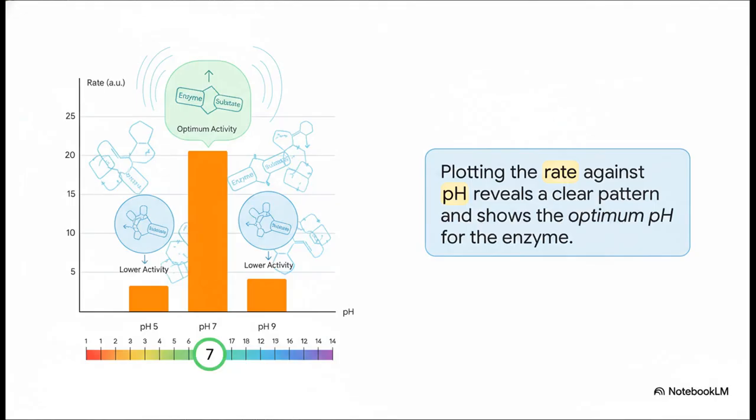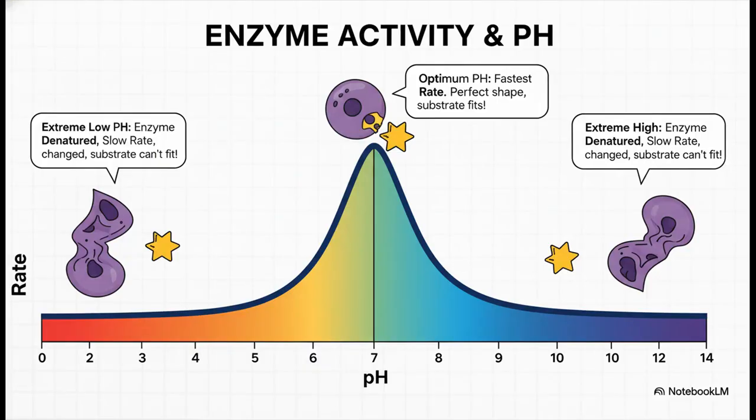And this is where drawing a graph makes everything click into place. When you plot the rate of reaction against the pH as a bar chart, bam! The pattern is crystal clear. You can instantly see which pH is the winner. It's the one with the tallest bar. That graph leads us straight to our big conclusion.